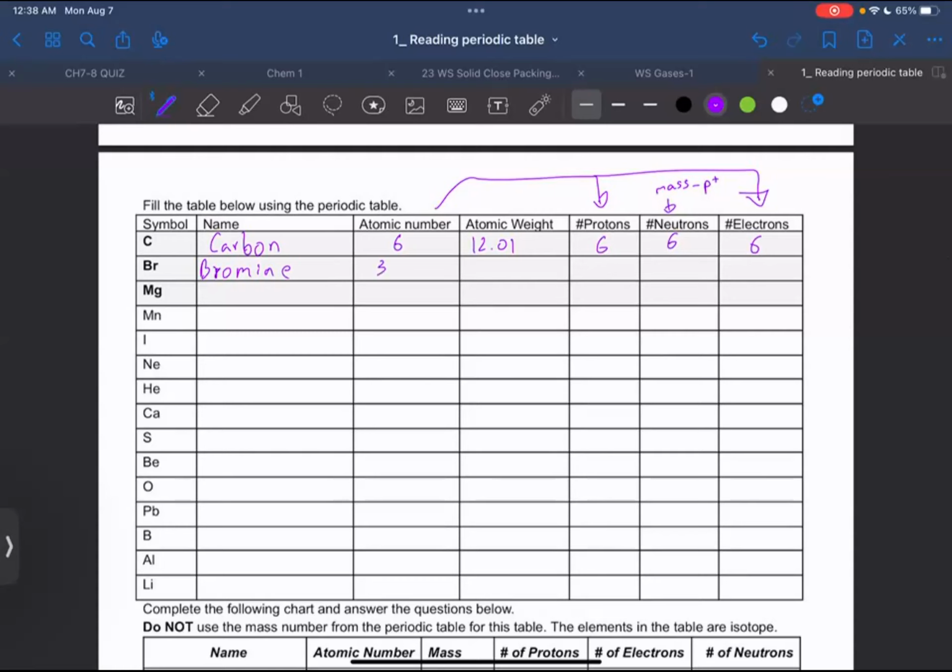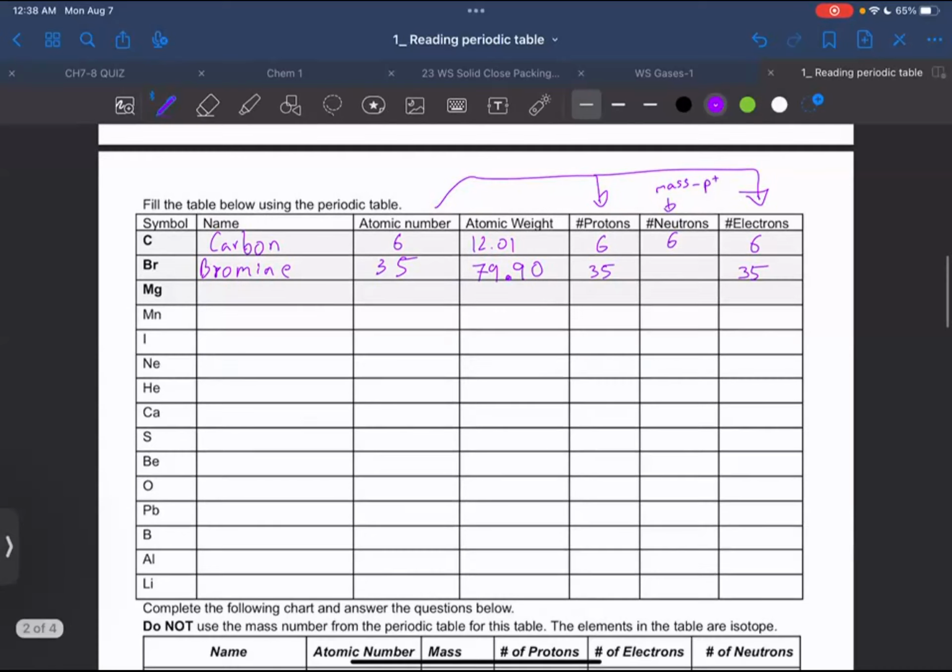That is 35, which means this is also 35, and this is also 35. The atomic weight is 79.90, so approximately 80. So I would do 80 minus 35, so that would be 45 right there.